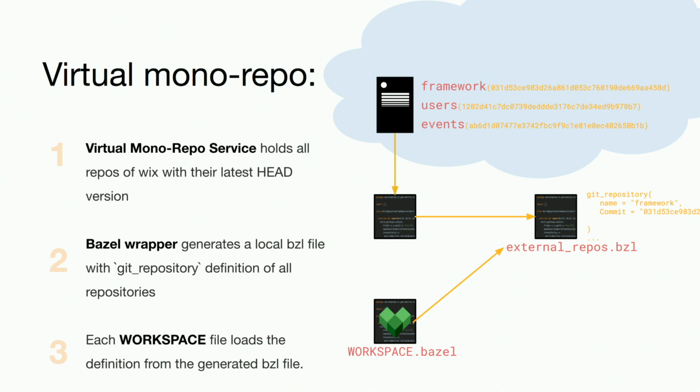We have a Bazel wrapper that talks with this server, and before the build begins, generates an external repo BZL file. And our workspace file just loads those definitions. That's very simple to understand. It's super simplified. Our CI builds generate this file with every build, so every build runs with the latest version of everything. And the developers can regenerate this file manually or whenever they switch a branch.